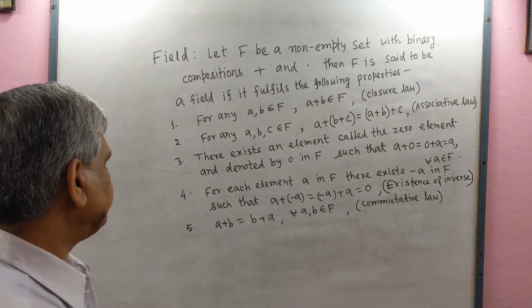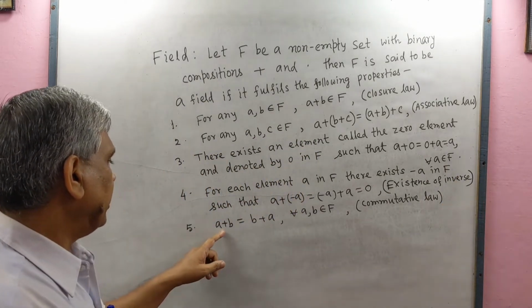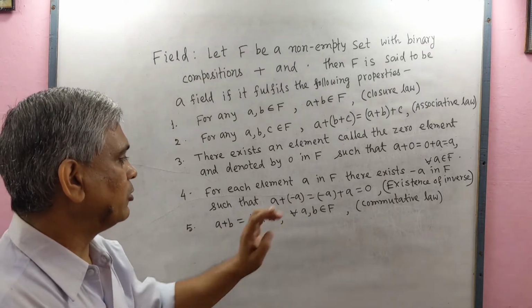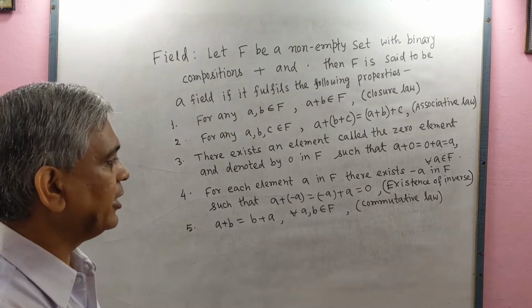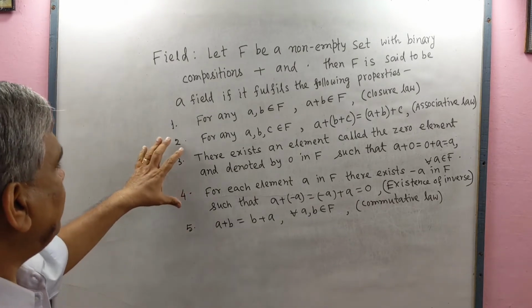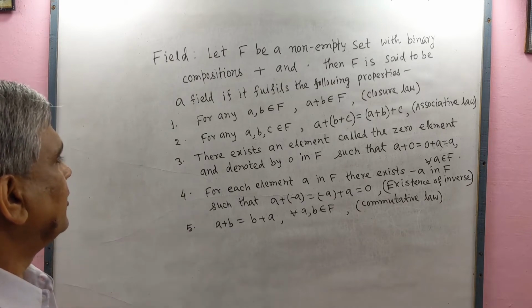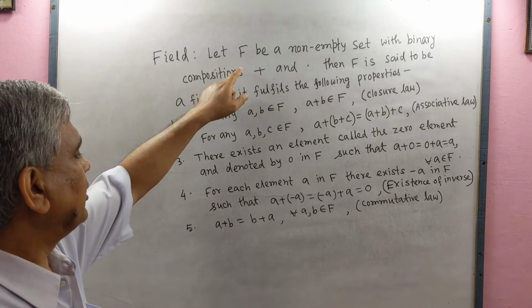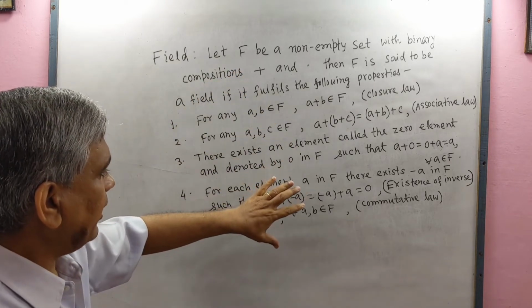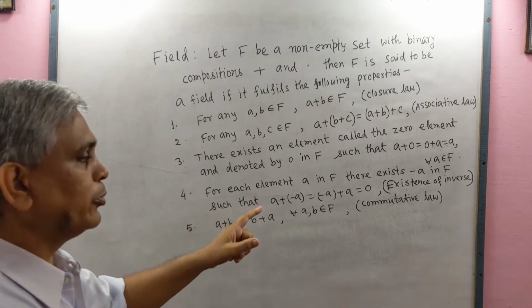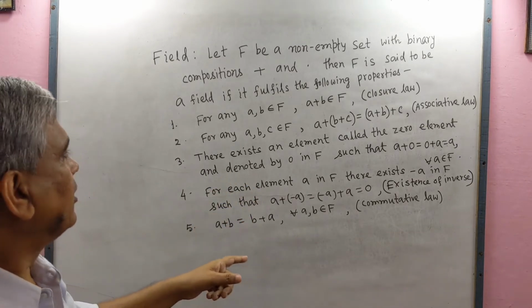Number 5: A plus B equals B plus A for all A, B belongs to F. This is the commutative law for addition. These 5 properties say that F must firstly be an abelian group with respect to the binary composition addition.